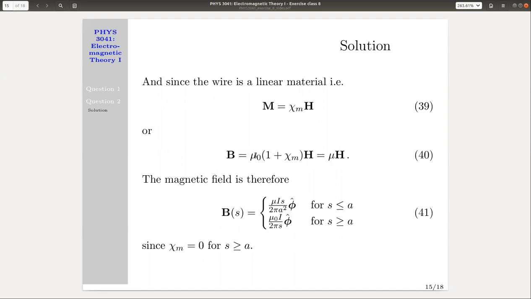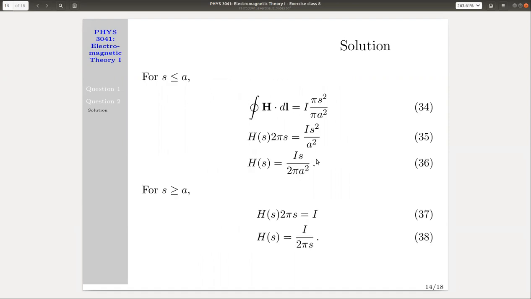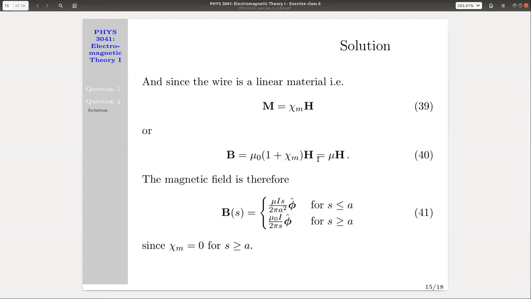And because the magnetic field is simply equal to mu times the H field, we can simply multiply the H field that we saw in the previous slide by mu. So when it's inside the wire, it is simply mu I over 2 pi a squared phi hat.